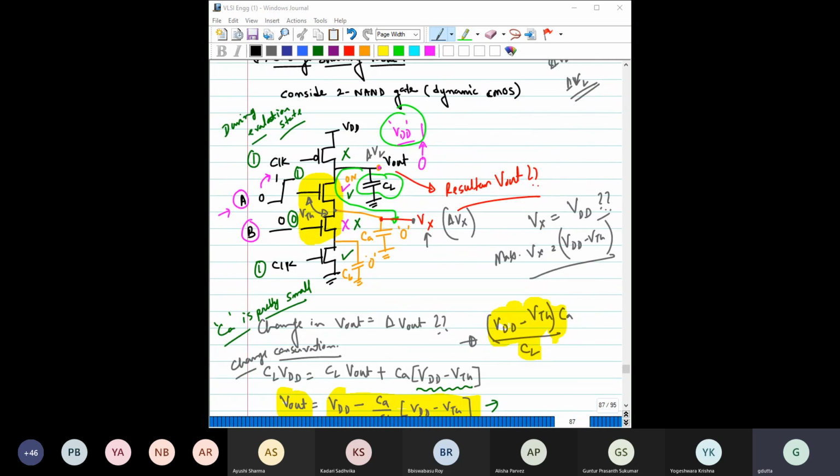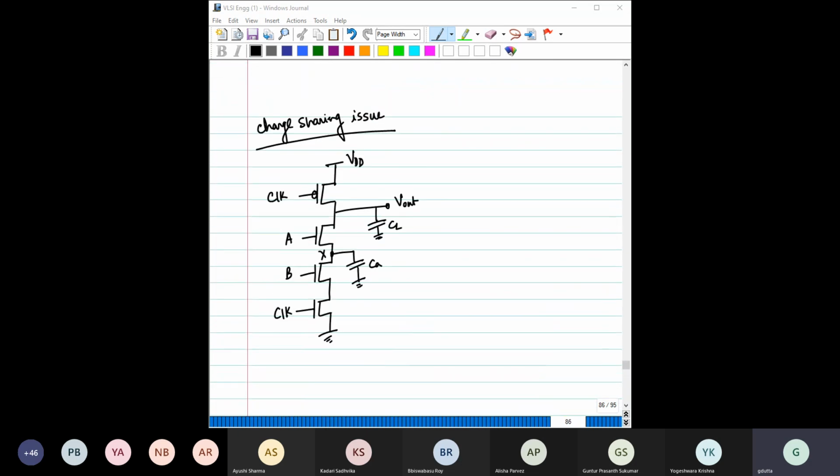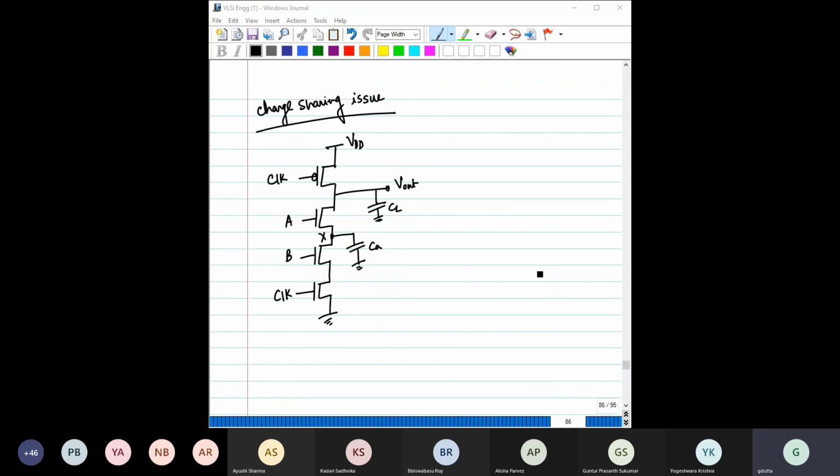Some of you had some doubt yesterday, so let us start fresh from here. Charge sharing issue. This is a dynamic CMOS logic gate, and you know this is a 2-input NAND gate in dynamic CMOS. In this circuit you can see there are 2 inputs, right?